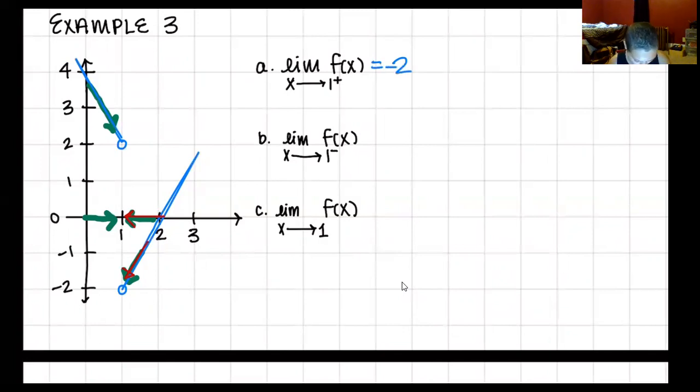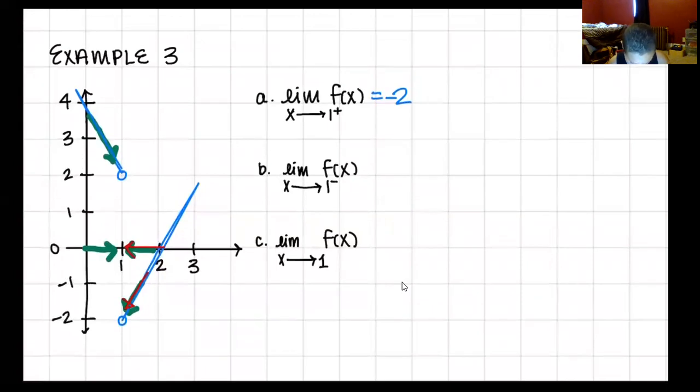And this is really where we're going to use that theorem. So let's talk about the limit as x approaches 1 from the left. Again, the blue line is our f of x. So as we approach 1, our function approaches +2. And in this way, I'll say the limit as x approaches 1 from the left is equal to 2.